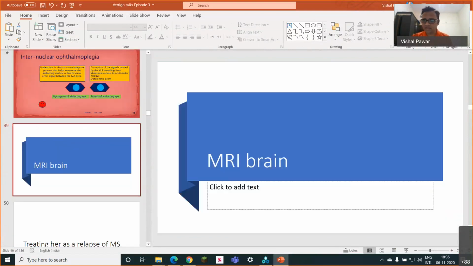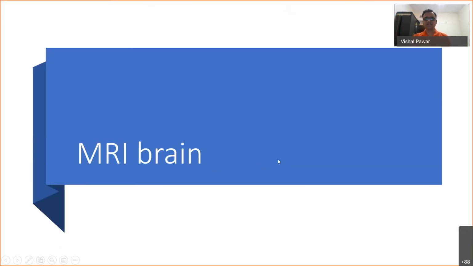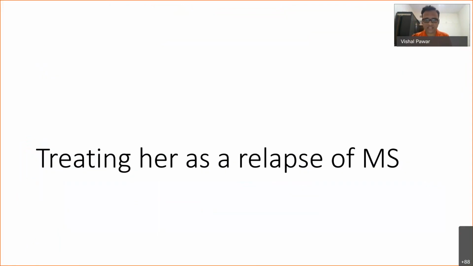MRI brain is still pending. It is not yet done because of financial issues. But I'm treating her as acute relapse of MS because she's a known case of MS and she's on steroids for her acute relapse.